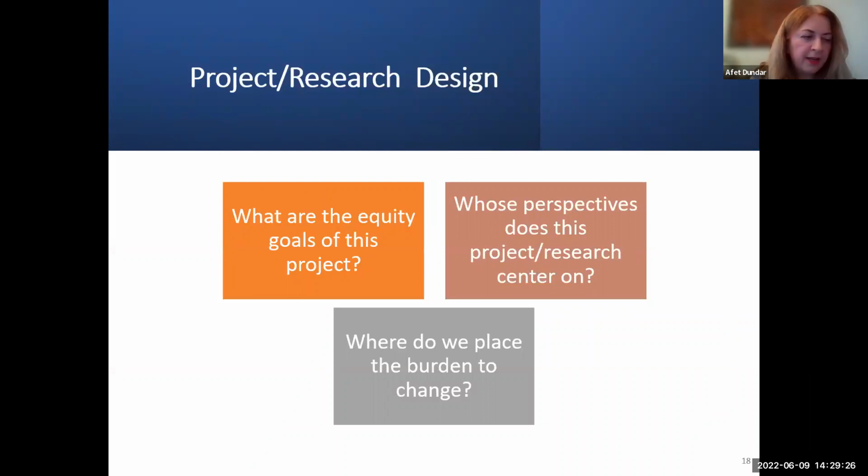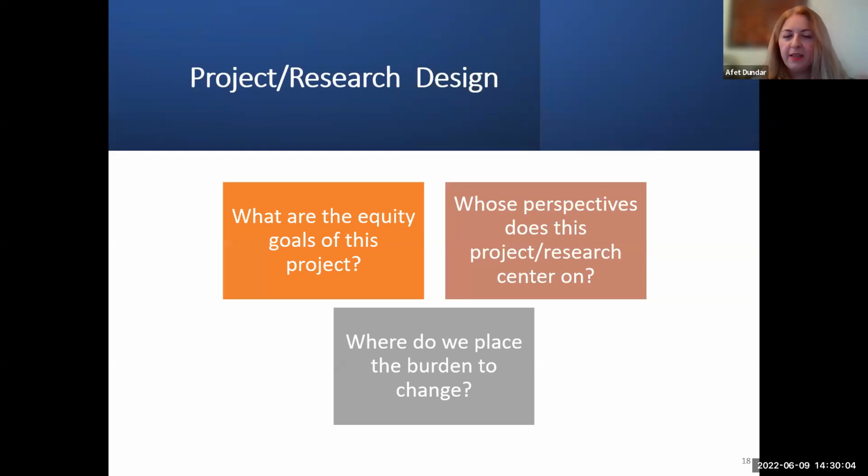Whose perspectives? Again, there's this idea that once we are using quantitative data, we don't need to think about perspective. There's no perspective, right? It's objective research that we are doing with data. But whose perspectives does this project or research center on? And where do we place the burden to change? This is going to be especially important for colleges and universities, those who directly work with students, and perhaps also for high schools and really any organization or entity that works directly with students.